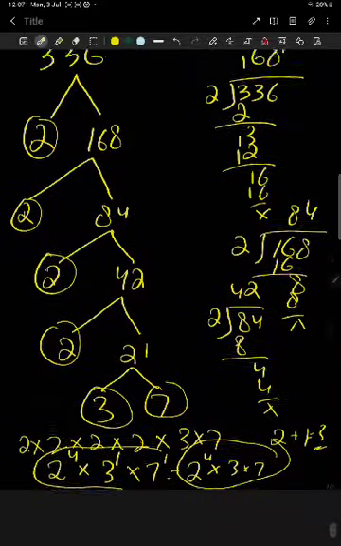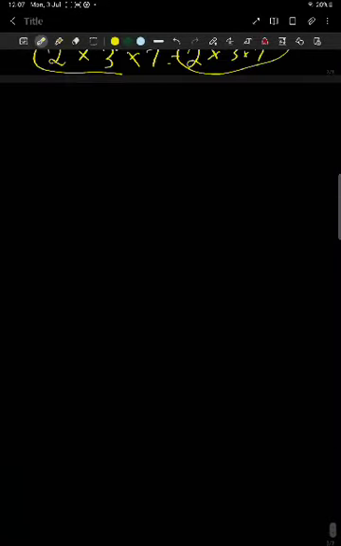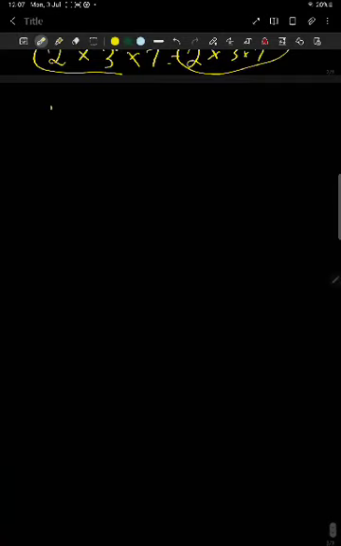Now another number. The number is 187. So first of all I will check 187. I will try it. It is not going to be divided by any of the even numbers because the last digit is 7, which is an odd number.